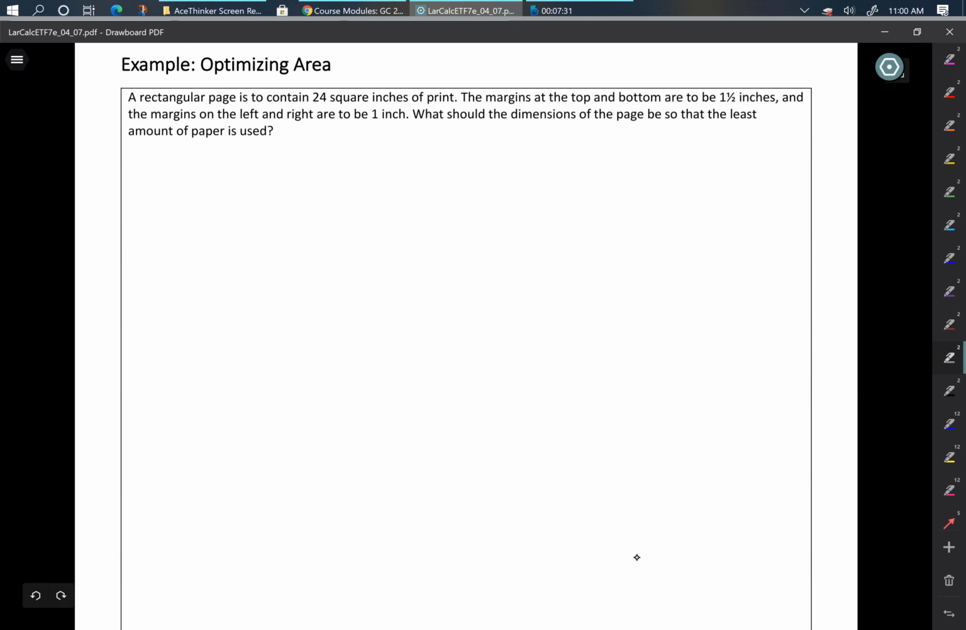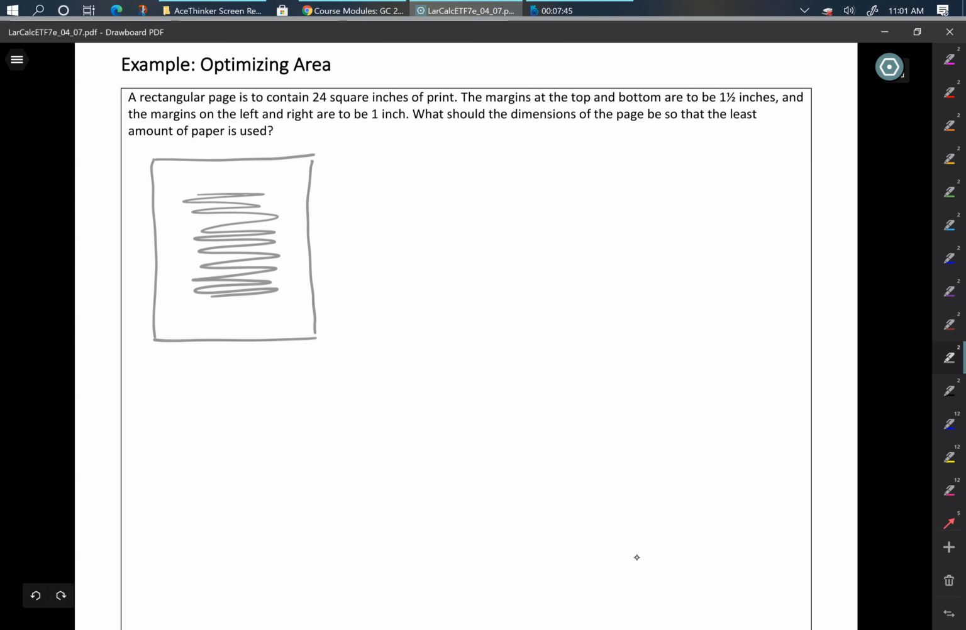So I have a piece of paper. It's a rectangle. And there's print in the middle. Okay. That print needs to be 24 square inches. The margins at the top and the bottom are 1.5, so this is 1.5. This is also 1.5. And on the left and the right are 1 and 1. So this must be like a rectangle within a rectangle, so to speak. Okay.